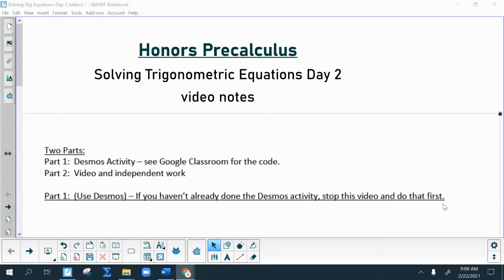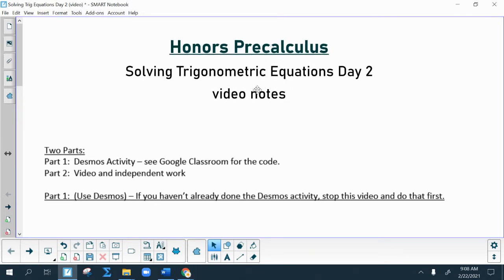Hey everyone, today is going to be a lesson on learning more about solving trigonometric equations. If you haven't already done so, get those video notes printed out, and you should have already done this Desmos activity. If you haven't already done that, stop the video, do that first, and then come back and do this, okay?